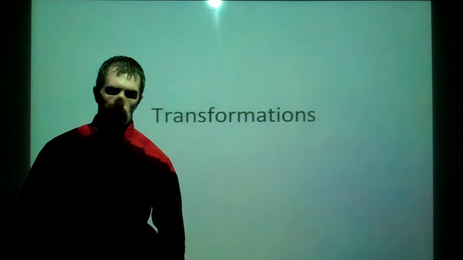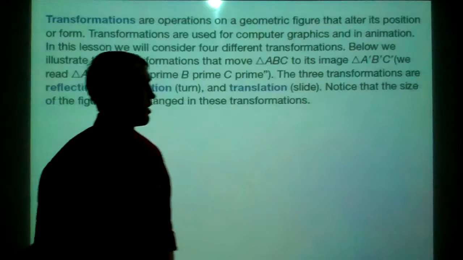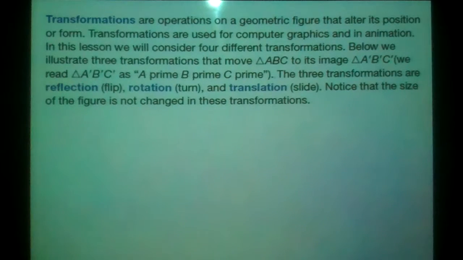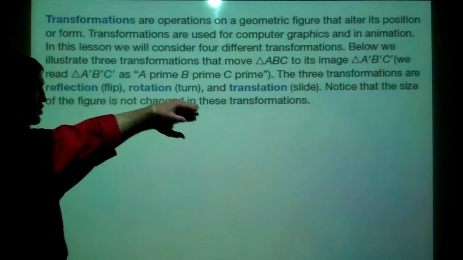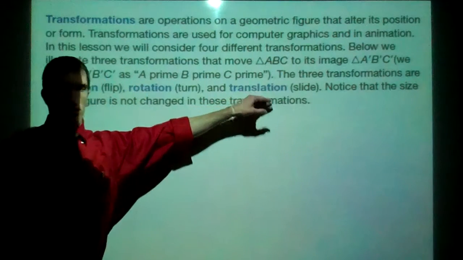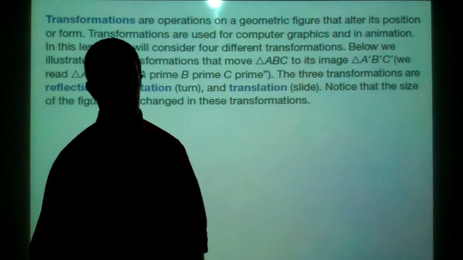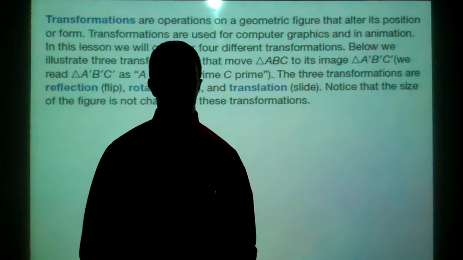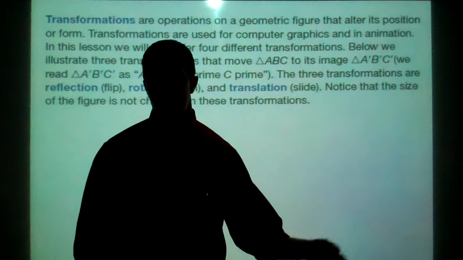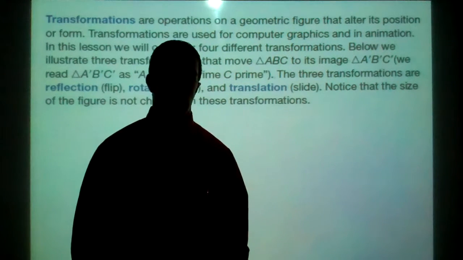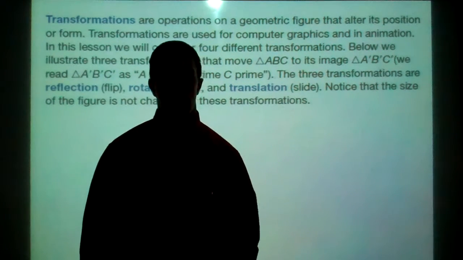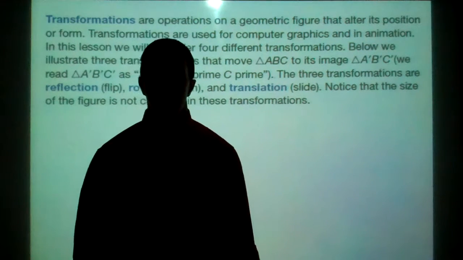Main things we want to take away from today, we're going to talk about four different types of transformations: reflection, rotation, translation, and another one called the dilation. We're going to go through all those. And basically we want to be able to decipher between the four. So if we're looking at a picture, we'd be able to identify which transformation we're talking about, sorry.